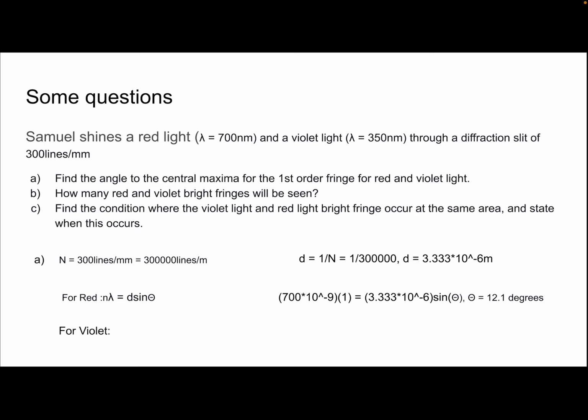Looking at the violet light, we have n lambda equals d sine theta as well. And we know that n equals 1, and our lambda equals 350 nanometers.